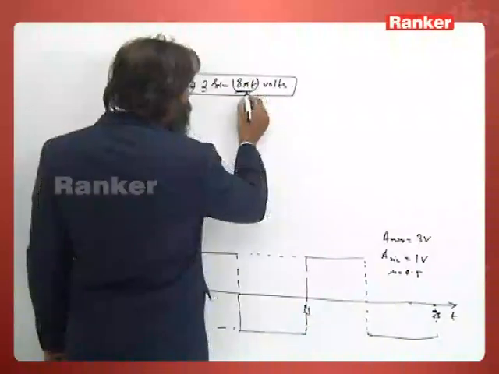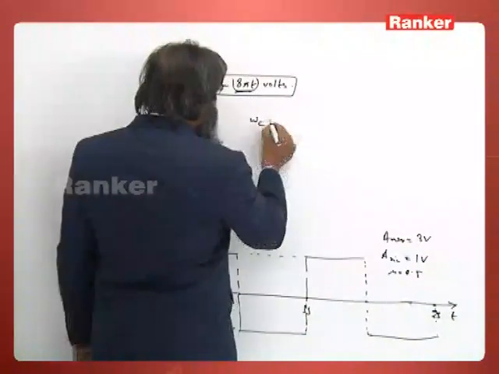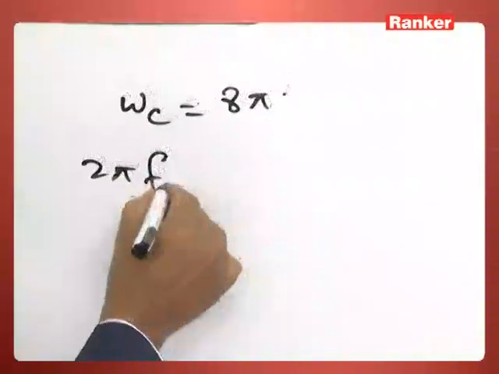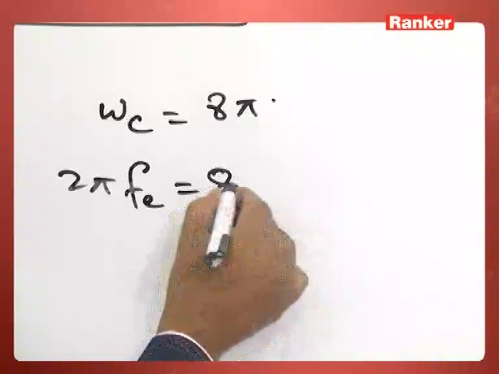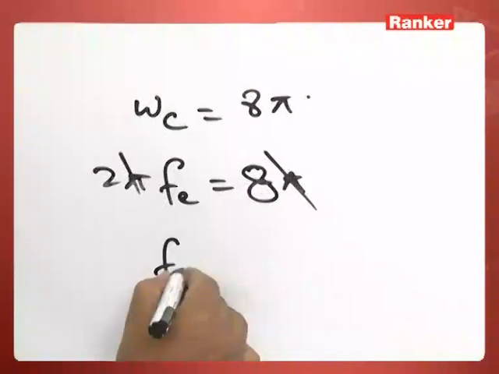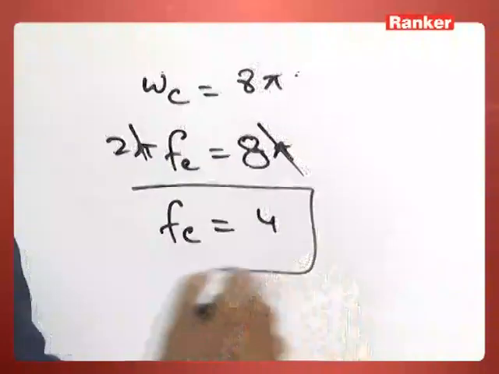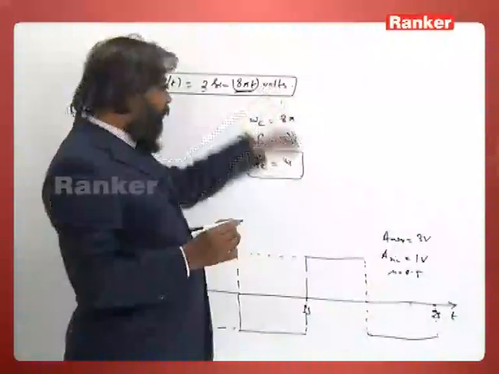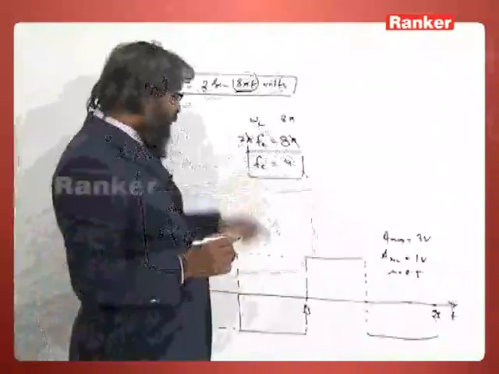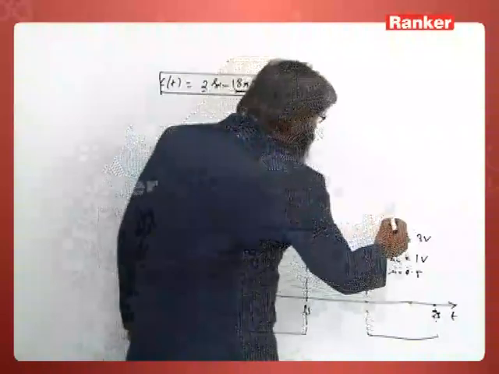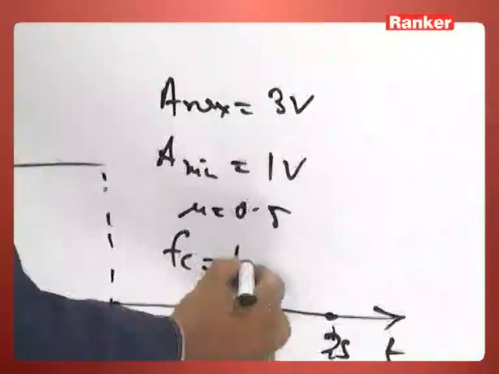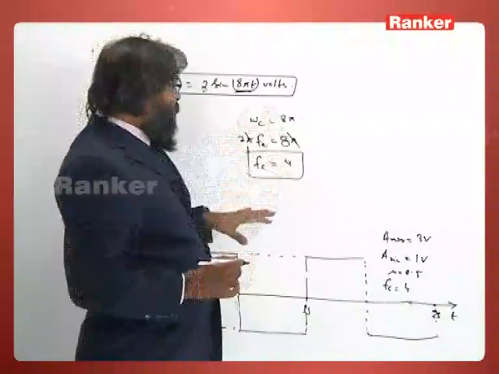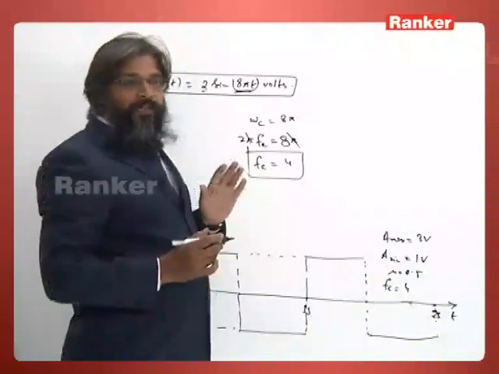And what is the carrier frequency? Let us see from this. Omega c, the carrier angular frequency, is 8 pi. That is 2 pi times the frequency of the carrier wave, that is 8 pi. So this pi cancels, and f carrier is equal to 4. So 4 times the waveform oscillates in 1 second. So the carrier frequency Fc is equal to 4. These are the required information to draw this modulated carrier waveform.